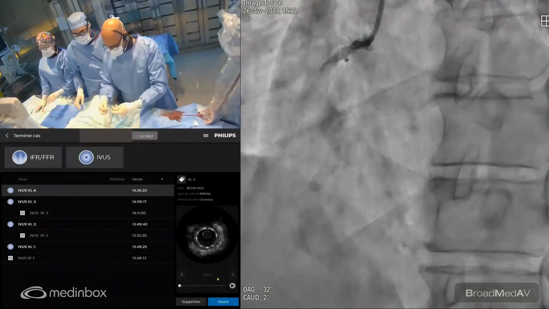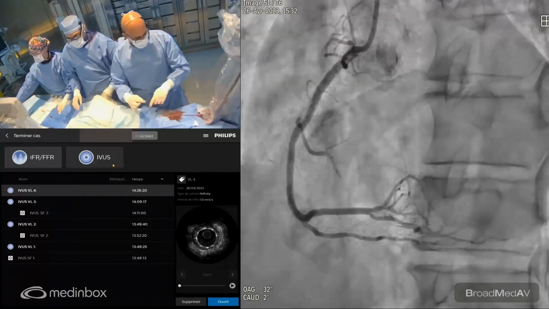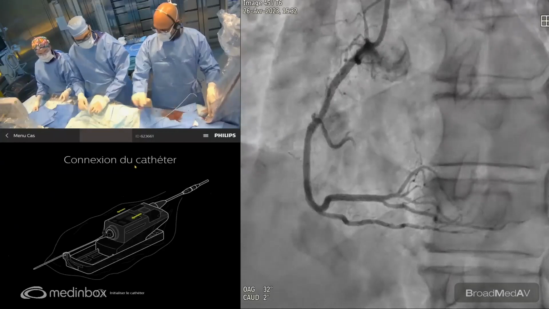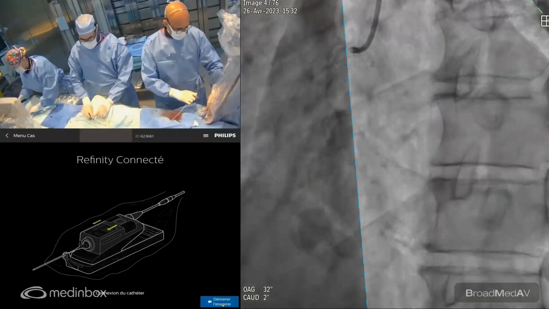So for the left system, we have a 7 French XB 3.0. I took a 3.0 because the left main was infiltrated and I did not want to cause any issues.